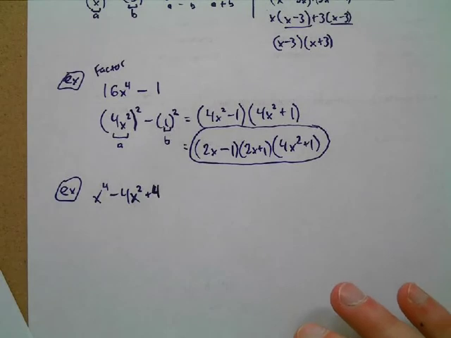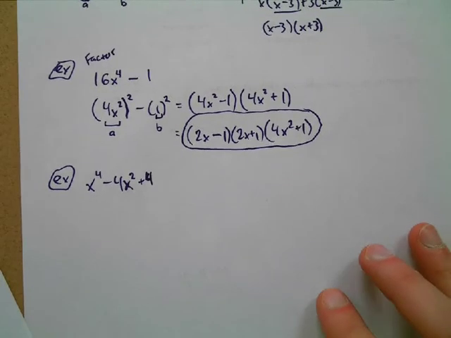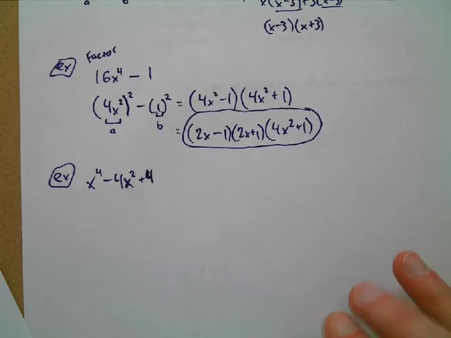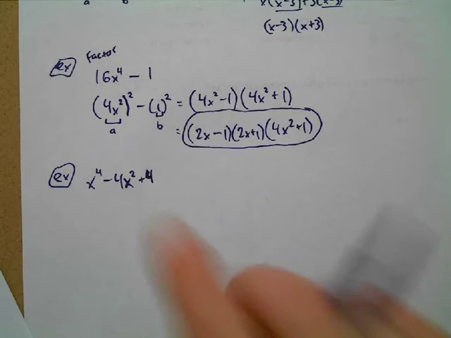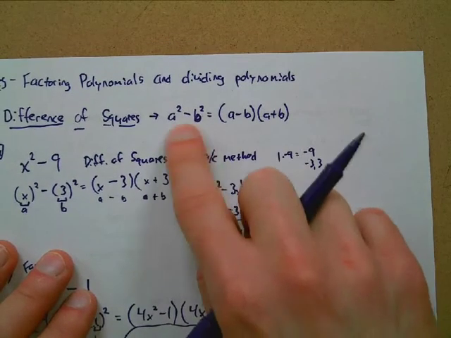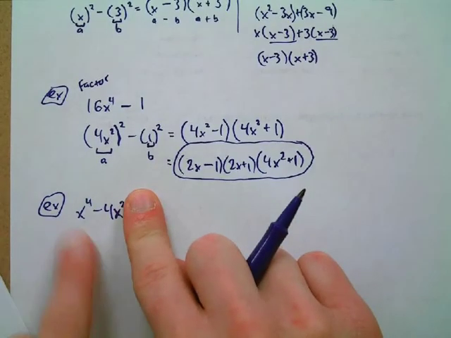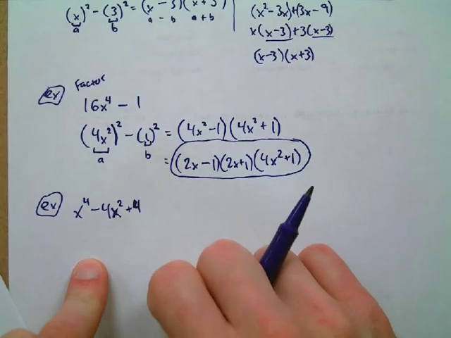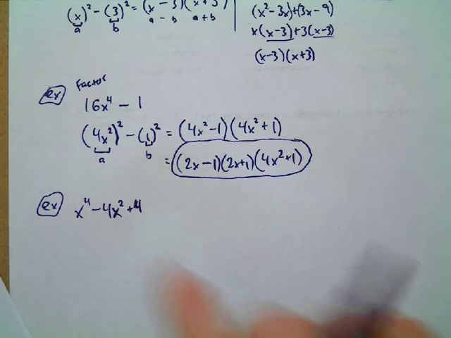Okay, so is this a difference of squares? Not really. We have 3 terms, right? For our difference of squares, we really only need 2 terms. So if we didn't have that plus 4, then you'd have a difference of squares here. But the plus 4 doesn't make it a difference of squares, okay?